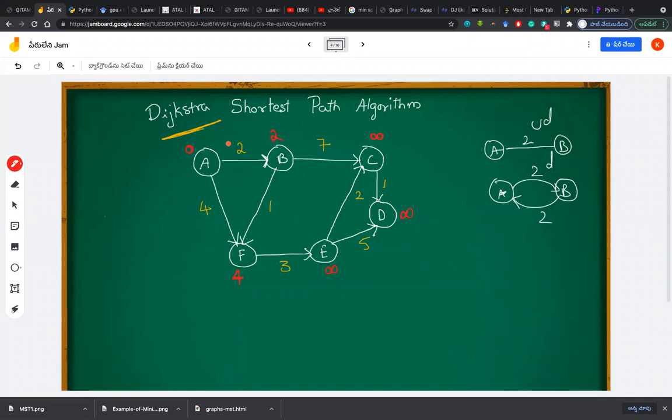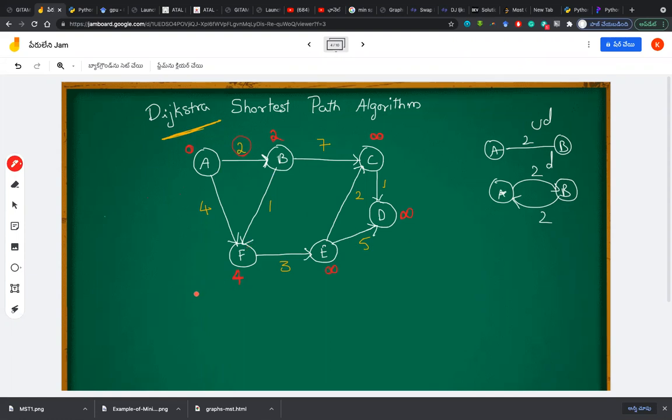Now, which path will you select, from A to F or A to B? Which path will you select because you want the shortest path? A to B, sir. A to B. So first the minimum number will be selected. So I will select this one, A to B. And hence I have kept 2. Right. And now let us see. Now I want to go to F. The next minimum should be F.